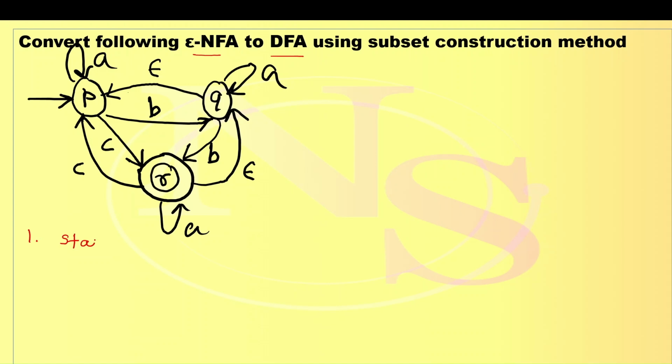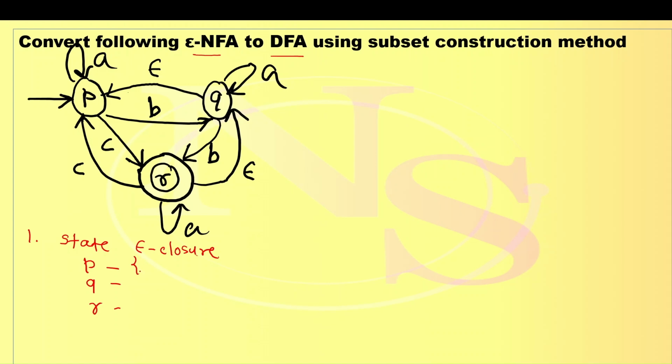Here how many states are there? States are 3: P, Q, R. So in the first step we will be finding out the epsilon closure of all these 3 states. And in the second step, using the subset construction method, we will be constructing the DFA for the given epsilon NFA. So let's start. As there are 3 states, this table will contain the epsilon closure of all these 3 states.